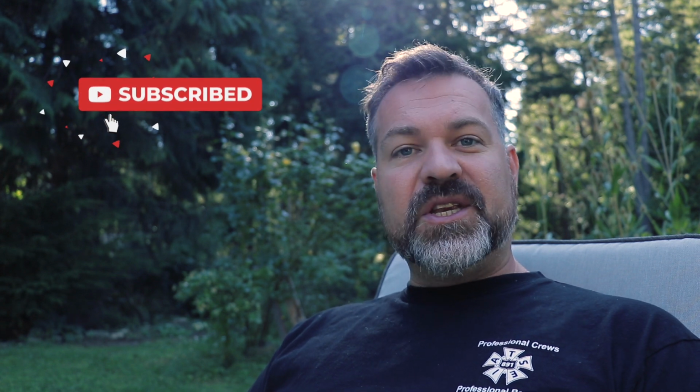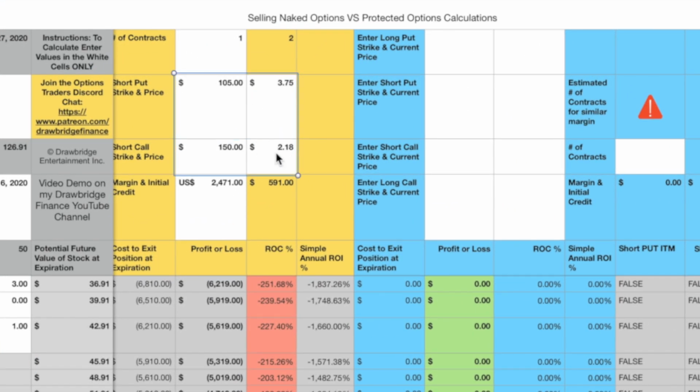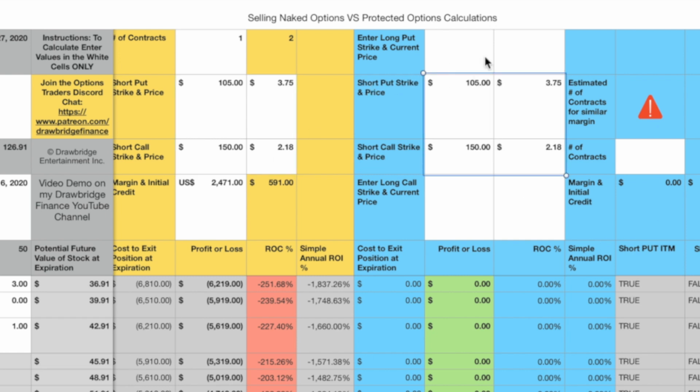So the first thing I'm going to do is just limit the loss on this. Let's just make this an iron condor, because that's the simplest thing to do. We're going to copy this information here, paste it over onto the second scenario side. So we've got the same strikes for the short put and the same strikes for the short calls. Then we're going to put in our protective wings.